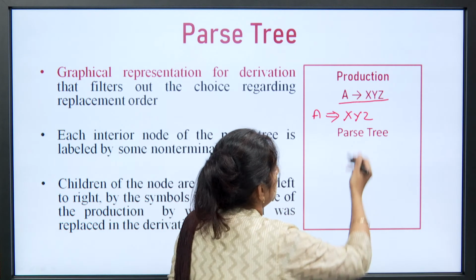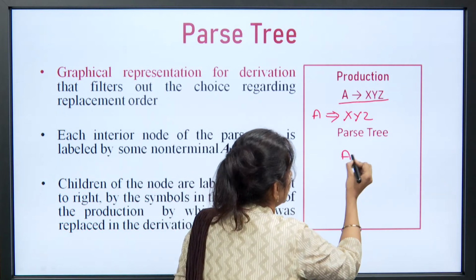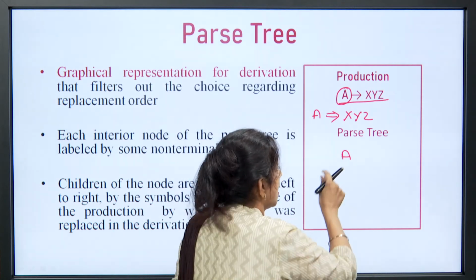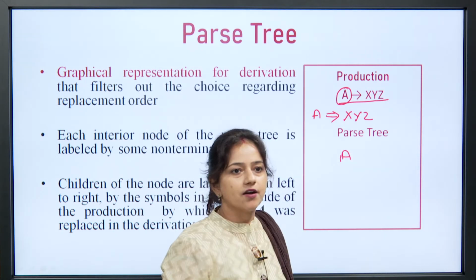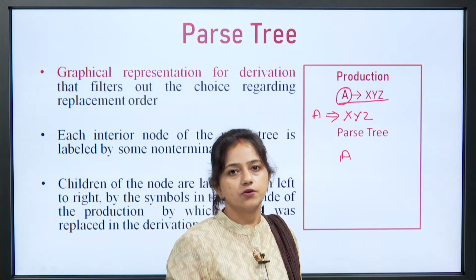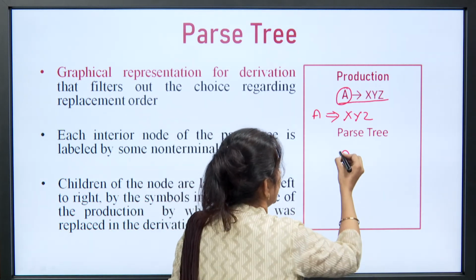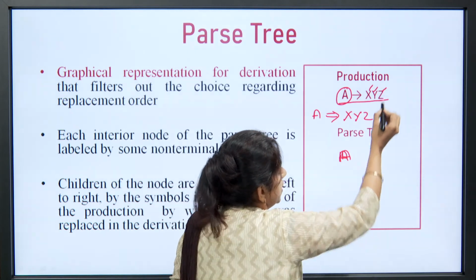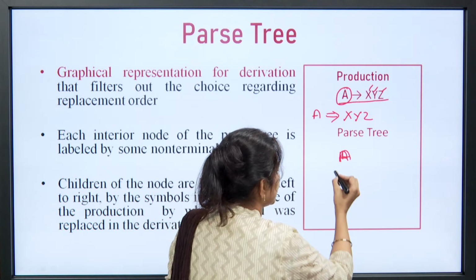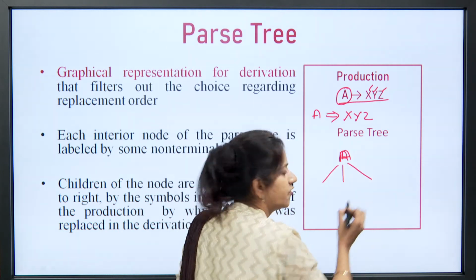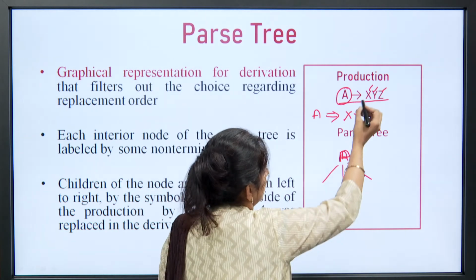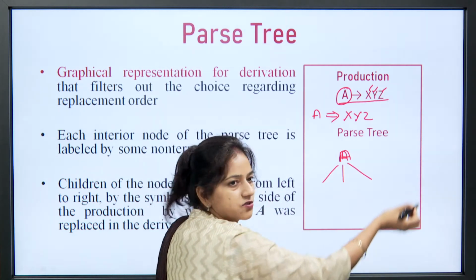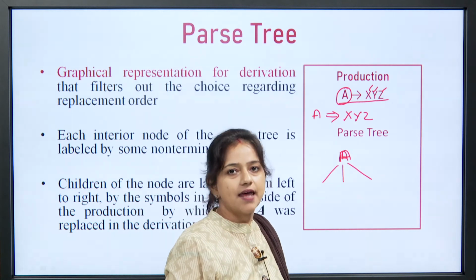For this, the parse tree will be constructed such that the non-terminal on the left hand side will be treated as the interior node or root node. So it will be the interior node. Now on the right hand side there are 3 grammar symbols. So for this A, we will create its 3 children, and the labeling will be done in the order in which the grammar symbols are written on the right hand side of the production.